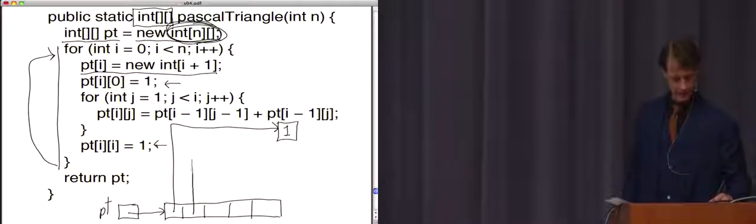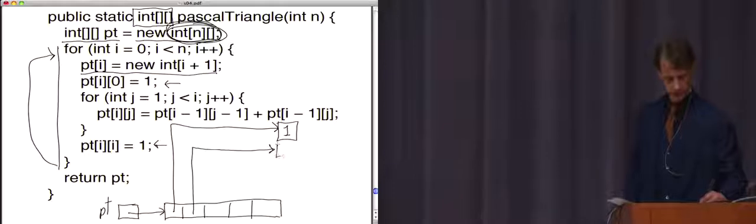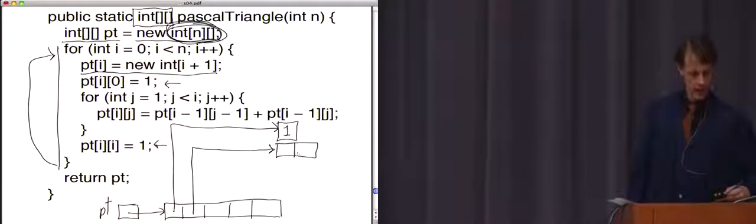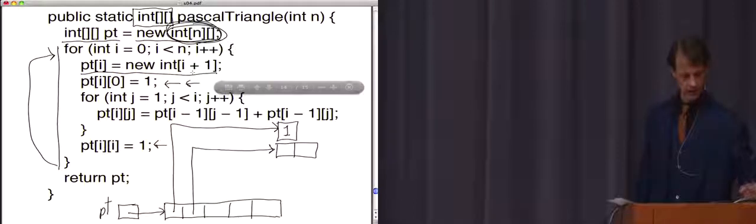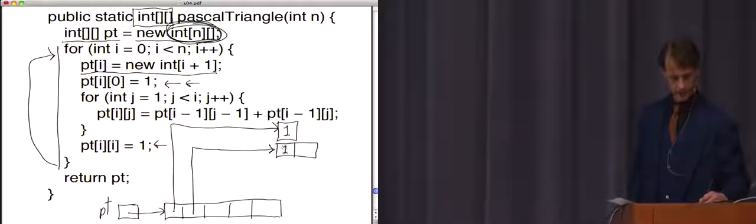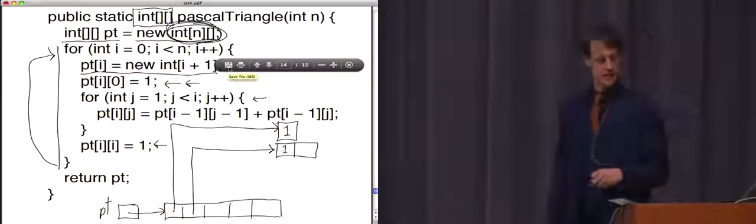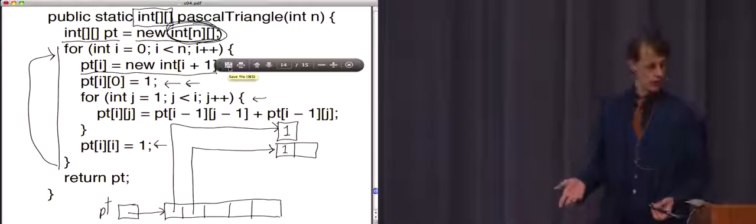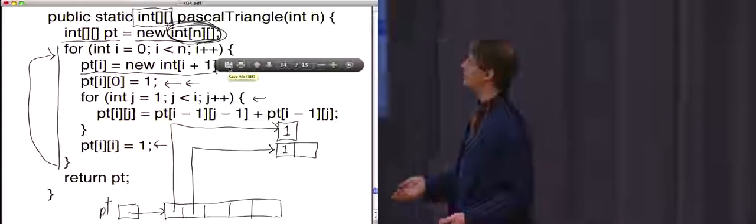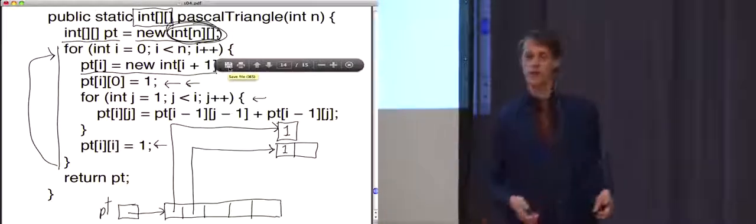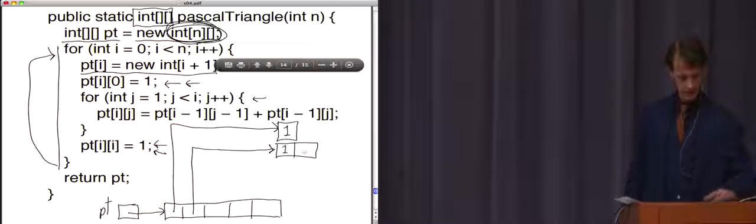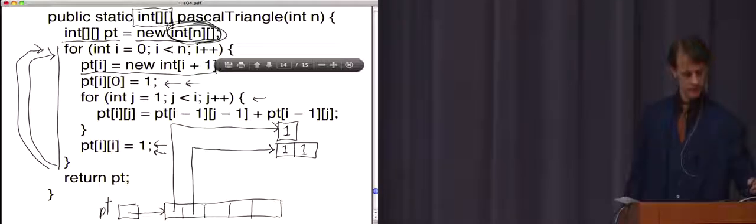And now we're going to allocate a second row of Pascal's triangle. And we come to this line of code, which puts a 1 in that first spot. We come to the inner for loop, which still does nothing because i is equal to 1, j is equal to 1. Is 1 less than 1? No, so we don't iterate. We just jump ahead to this line of code here, which puts a 1 in the second box. And now we iterate again.